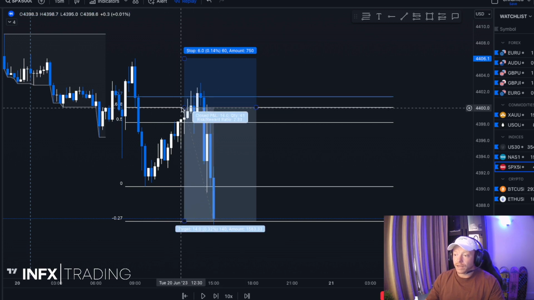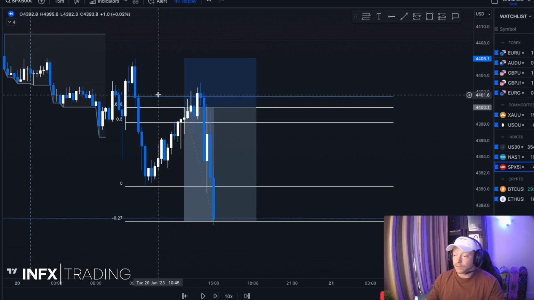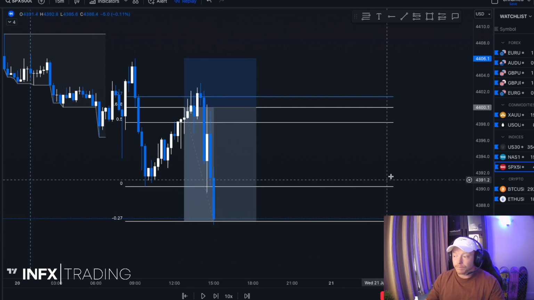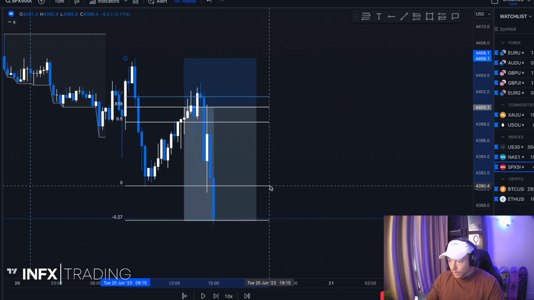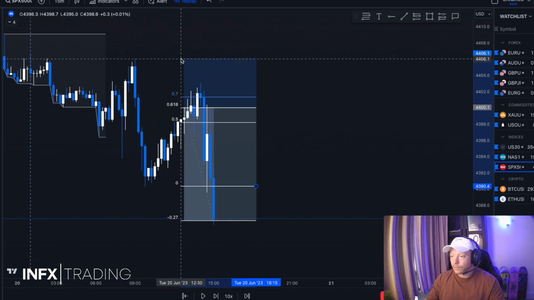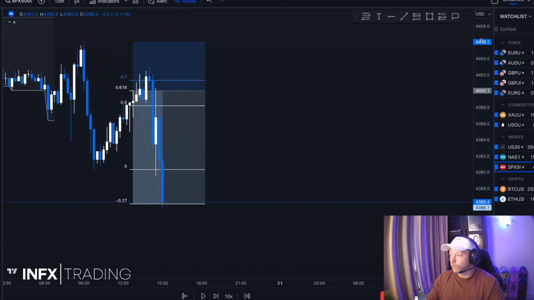But as you can see, we had a nice entry off the 618. We could have also entered off the 0.7 for a better risk to reward. Then price has turned around and absolutely melted down to our TP. So that's the first example there, and a nice one as well. So we'll move on. I'll just tidy this up, and then we shall see what the next day holds.